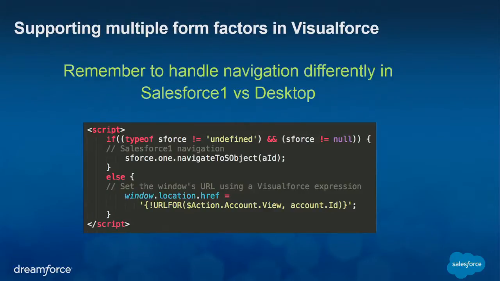There's the navigational check I mentioned right there. There's navigate to S-Force1 object. You can see it right there, and I'm doing a check to see if Salesforce is undefined. If it's not undefined and it's not null, then I know that I have the S-Force object in JavaScript, so I know I'm in the mobile client. Otherwise, I'm in the browser, and I use a standard URL for action there, and I can go ahead and get at my account that way.